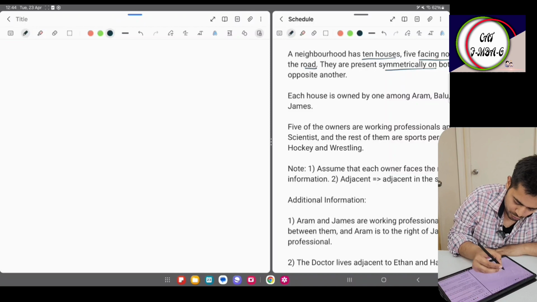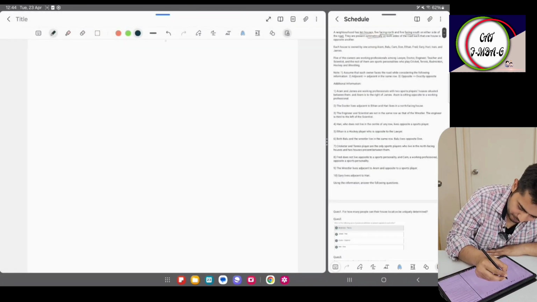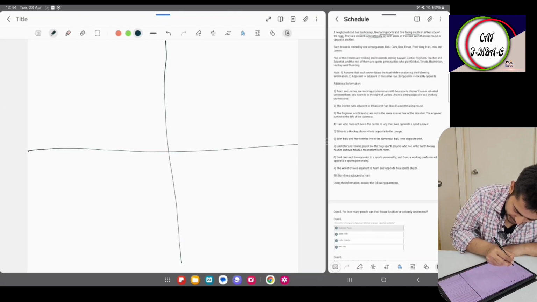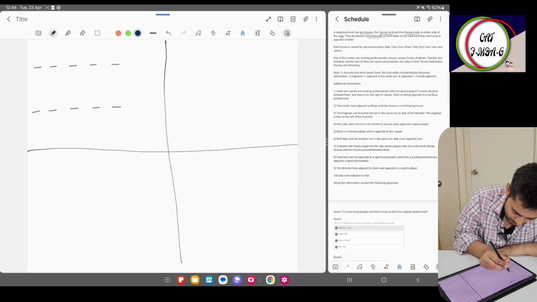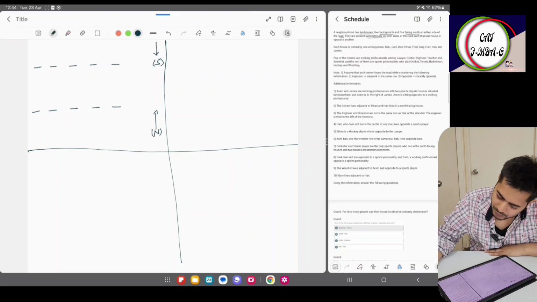Okay, so in this question what I will do is I will divide this into 4 sheets. So the question is given like there is a road and 5 houses are there on one side. 1, 2, 3, 4, 5. 1, 2, 3, 4, 5. These are north facing. These are south facing. Okay.